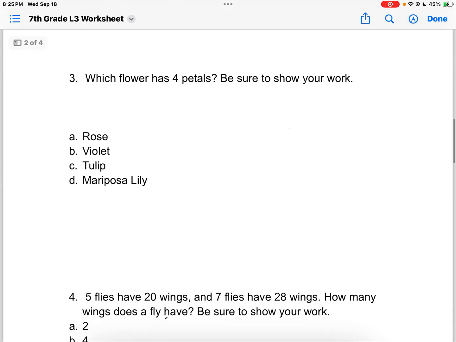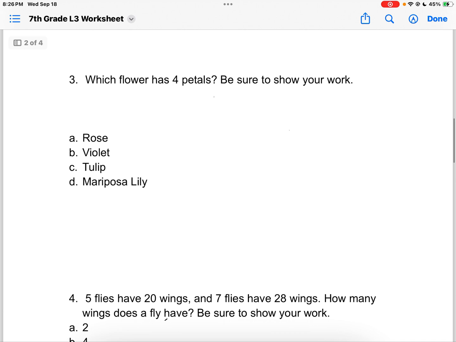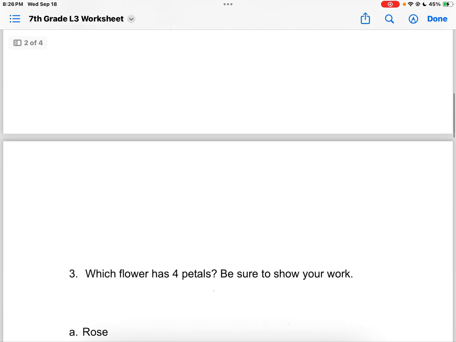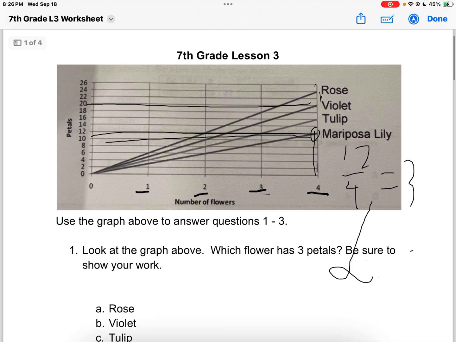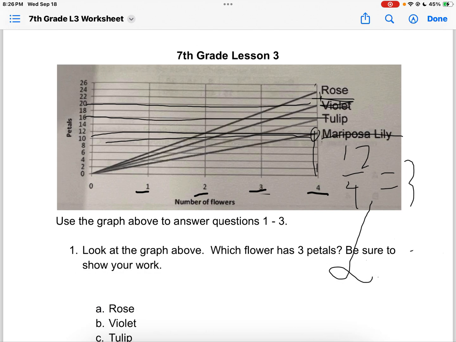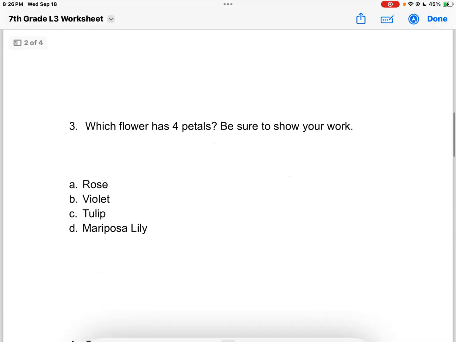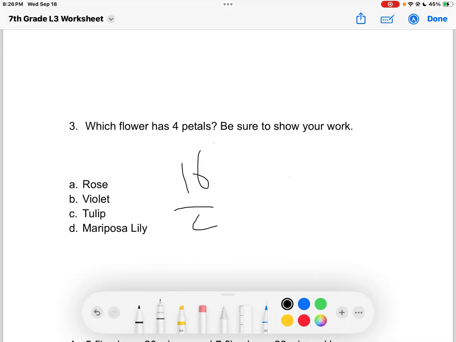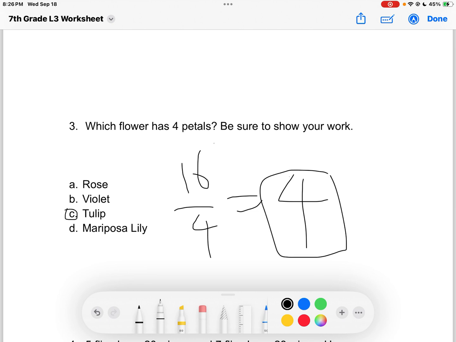Number 3, which flower has 4 petals? Be sure to show your work. So we need to find the flower with 4. So we already did the violet and the Mariposa lily. So it's either the tulip or rose. Let's look at the tulip. Tulip has 16. So let's see if tulip is right. 16 over 4 equals 4. So that's correct. So the final answer will be C, tulip.